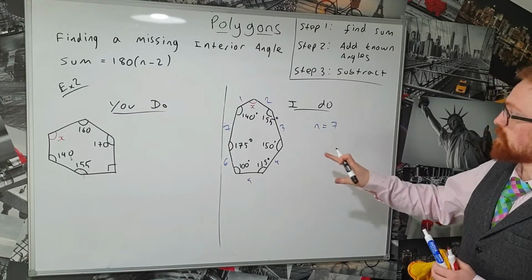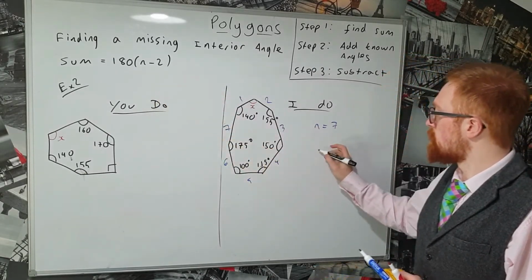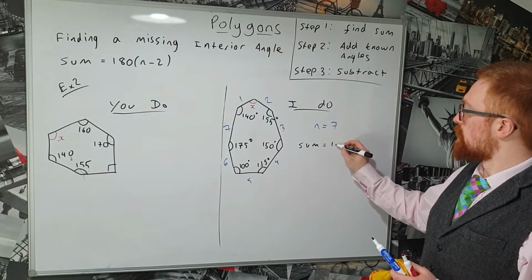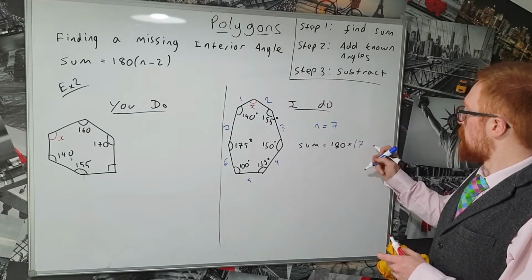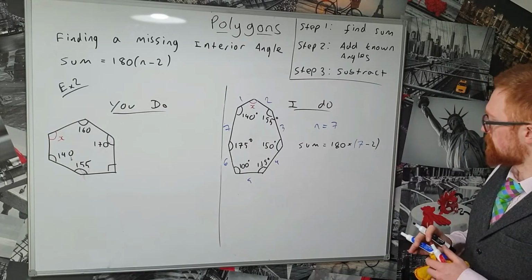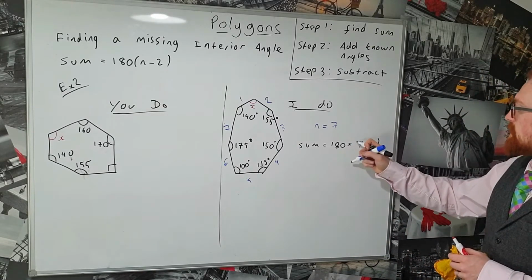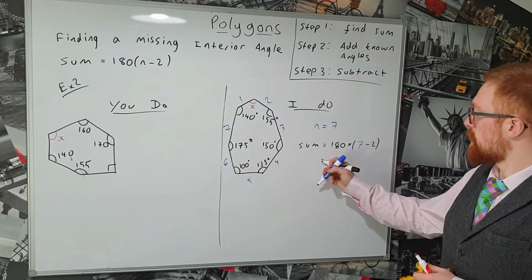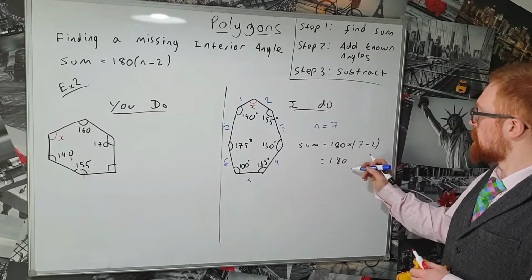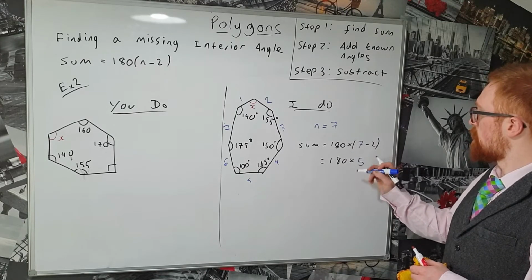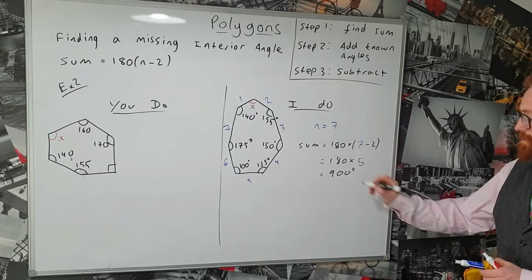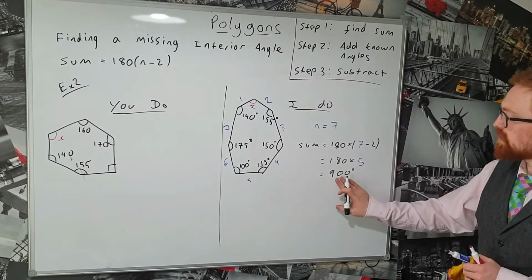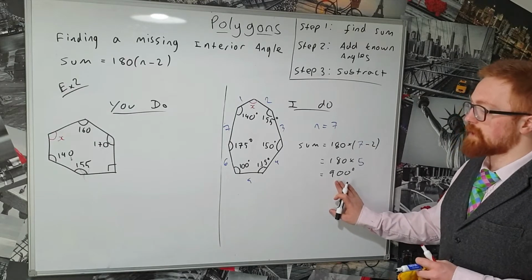Right, so next we need to use this handy formula. So the sum is equal to 180 times by 7 minus 2. Okay, now 7 take away 2 is equal to 5, so that's equal to 180 times by 5, which is equal to 900 degrees. So I know that all of my angles add up to 900 degrees.